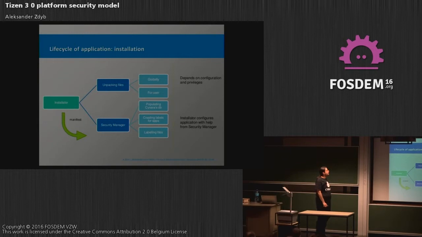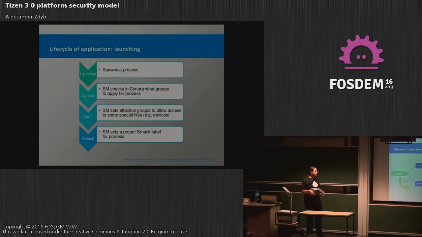So, the first step in the life cycle of an application is, of course, installation. It's in two parts. First is simply unpacking the file, but that's not a big deal. The next part is secured by the security manager, which reads the manifest, so it knows what privileges should be granted to the application. So it can populate the Cynara database, it can label the files on the file system, and create DAC rules, so DAC permissions.